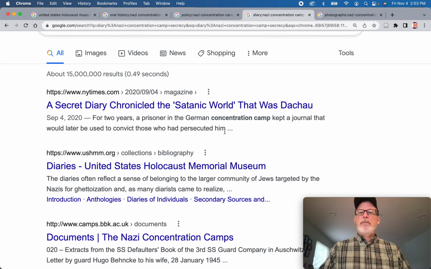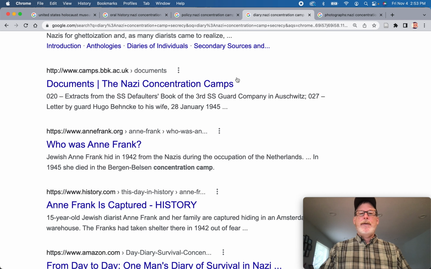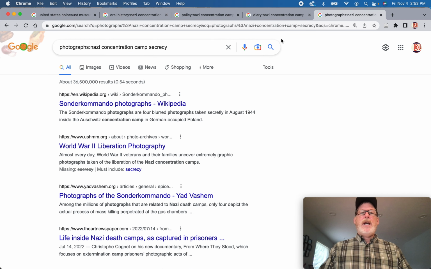Here's a prisoner in the concentration camp in Dachau. You could put in specific names of camps as well. And again, that museum, it shows up a lot. So I think that might be a great place to go. Anne Frank famously. And lastly, photographs.